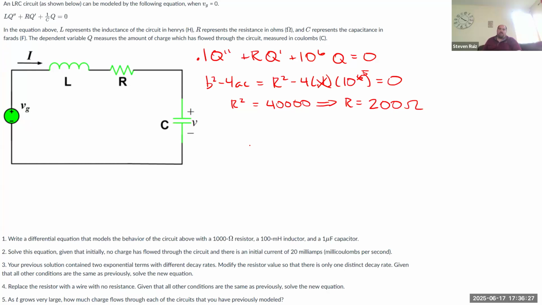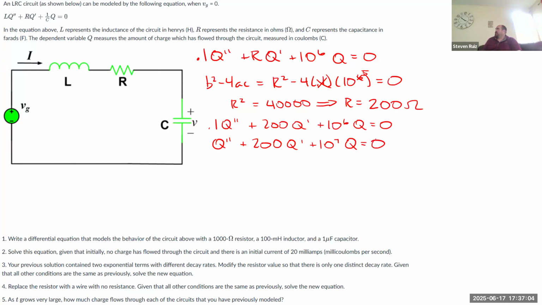So now that we have that, we're going to solve our new equation. Let's write our new equation. 0.1 Q double prime plus 200 Q prime plus 1,000,000 Q equals 0. I'd rather deal with the first coefficient being 1, so I'll multiply everything by 10. So Q double prime plus 2000 Q prime plus 10 to the 7th Q equals 0.